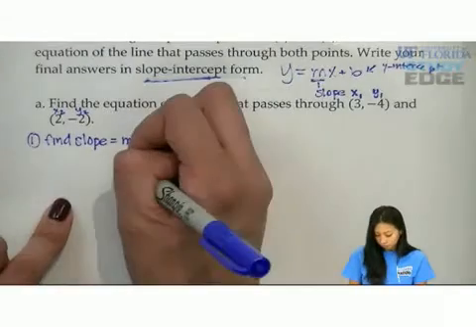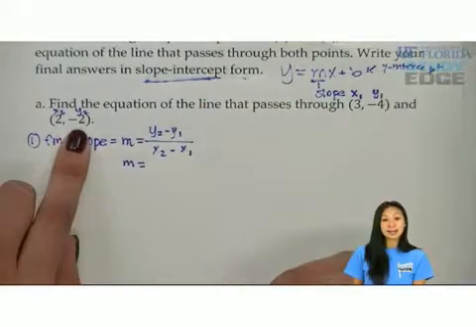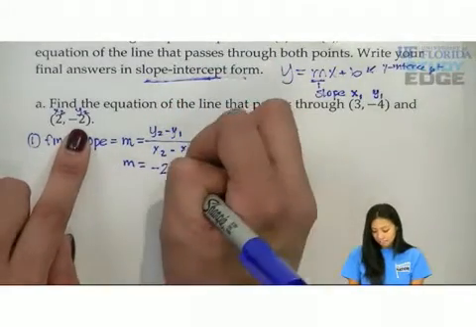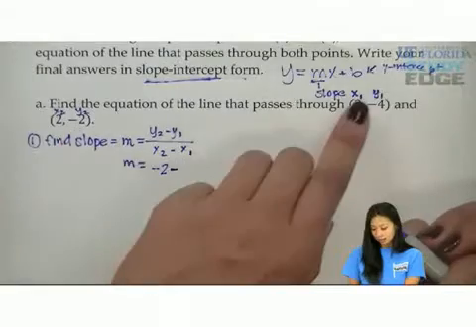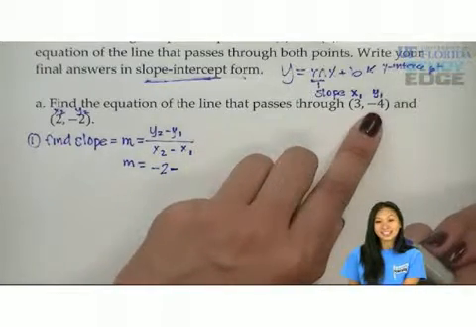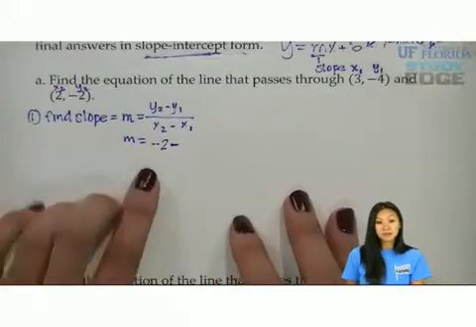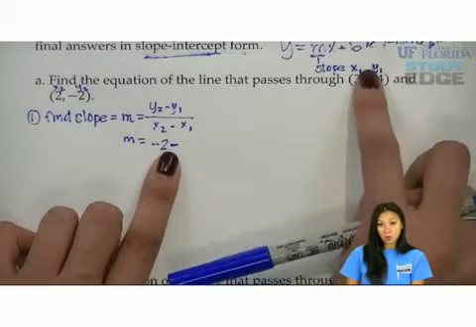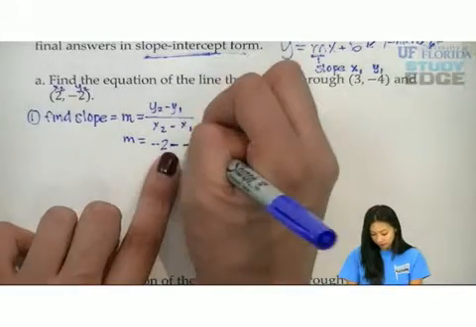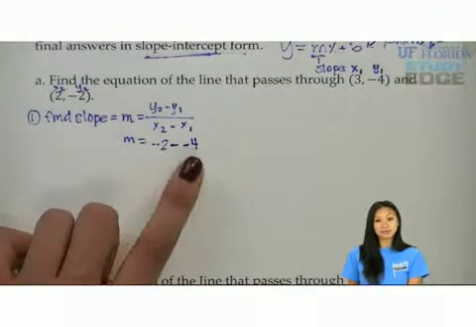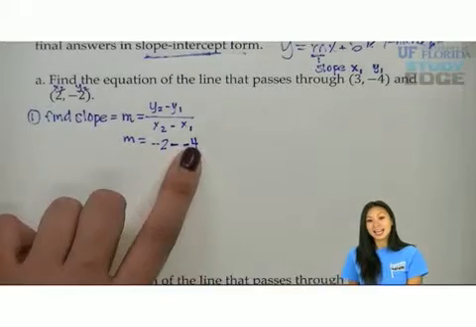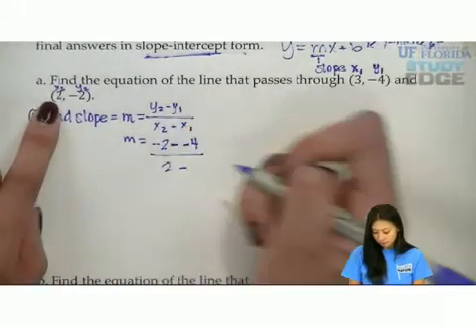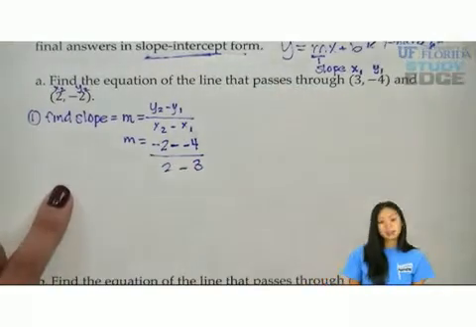y2 is negative 2. So instead of y2, we'll plug in negative 2 minus y1. y1's over here. It's negative 4. Be careful, though. You see there's a minus. You still have to put in that whole thing. You have to put in negative 4, even though there's already a minus sign there. Don't forget that it's a negative 4. All over x2, which is 2, minus x1, which is 3.